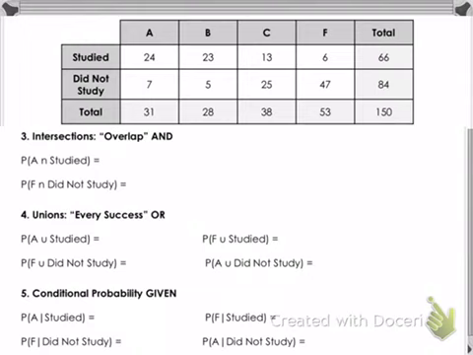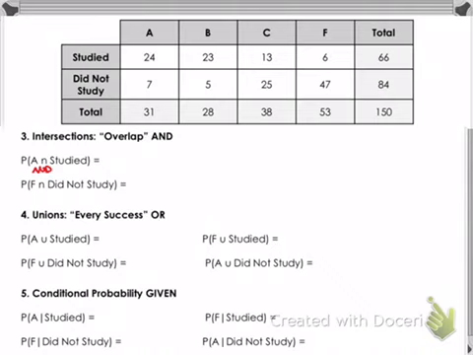So an intersection is an overlap, y'all. An intersection is where both things happen at the same time. So remember, for example, this says A and study. This means somebody that got an A and they studied. It means they have to have done both things. The reason why we call this an overlap is that it's actually where events overlap.